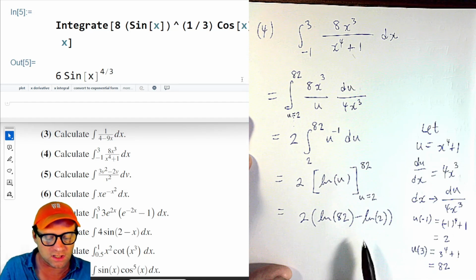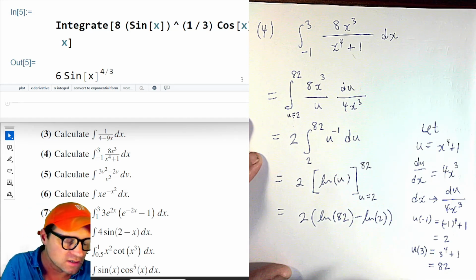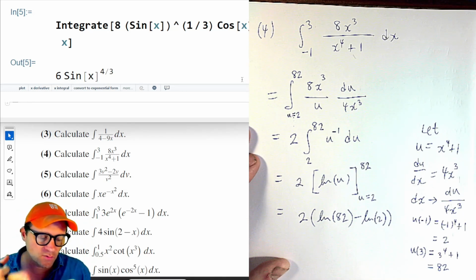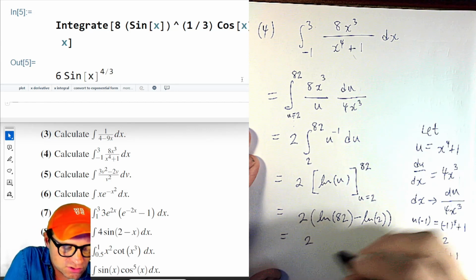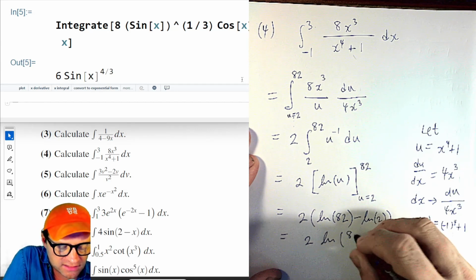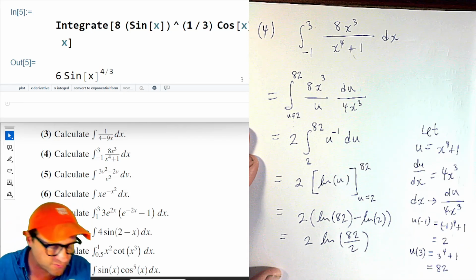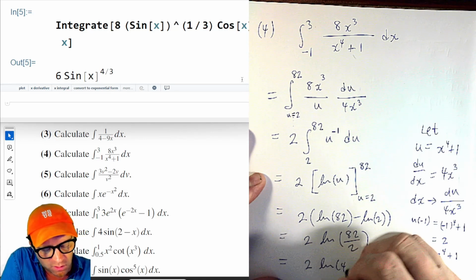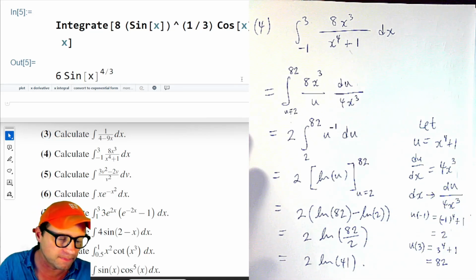And now we need to use a log rule to simplify this, or we don't have to, but it's a good idea. So the log rule says that if we have a difference of 2 logs, we can represent that as a log of a quotient. All right, so 2 ln of 82 over 2. Now what's half of 82? Isn't it 41? Okay, so twice natural log of 41. All right, now let's just double check this with Mathematica.